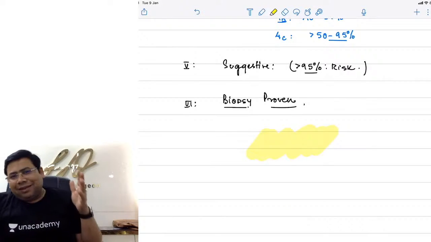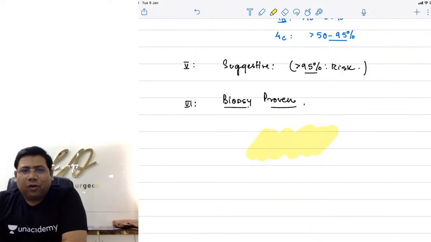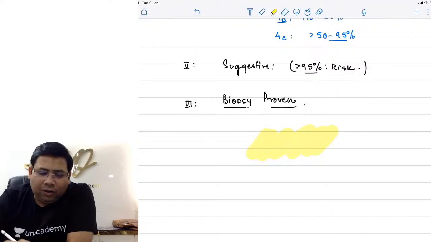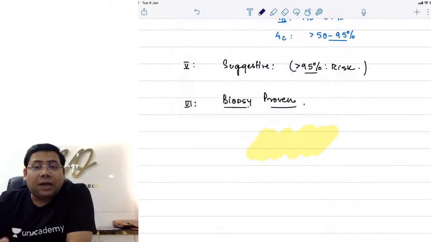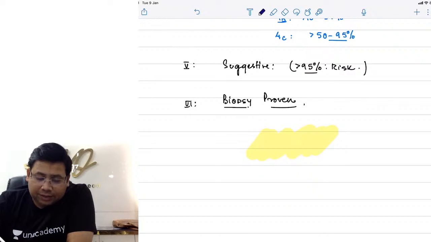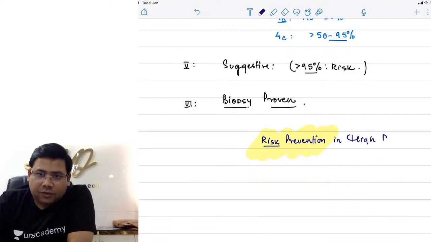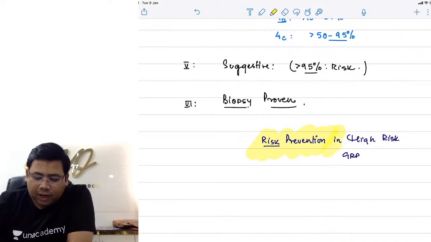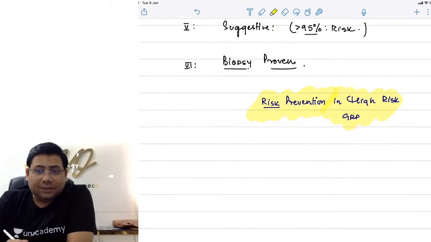Don't you think there is a lineage and hierarchy going on? This is a high risk group where you can suspect a BRCA mutation. Let us try to understand this. Risk prevention in high risk group. When we talk about risk prevention in a high risk group, how do we see this?